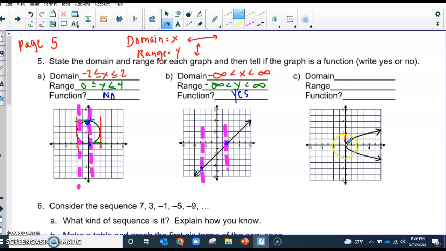C, my domain, how far to the left and the right does this go? Well, this starts right here at 0. So 0 is less than or equal to x, which is less than +infinity because it does not stop on this side. My range for my y's, is there a stopping point on the bottom or the top? Nope. So this will be -infinity is less than y, which is less than +infinity. And this is not a function because my data does not pass the vertical line test.